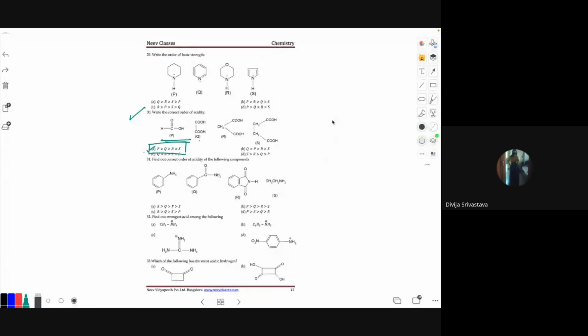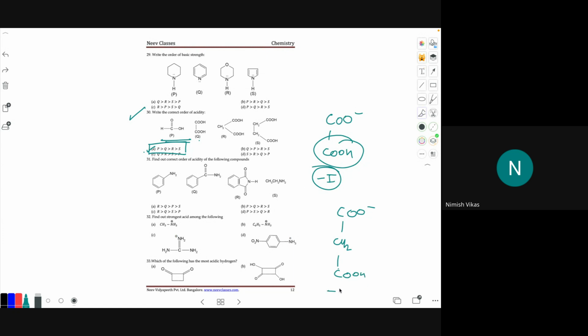Why C? Ring. When you take CO negative and COH, right? You remove one H plus. So COH will show what? Minus I, na? So it will stabilize. That's what I said, minus I effect. Right, your explanation is right. CH2 COH will also show minus I, but this is far from the first center, right? So this minus I will be far better as compared to this. This is further far. So order will be what? Q, R, S, and nothing is happening over here.